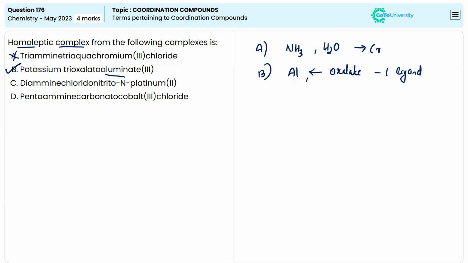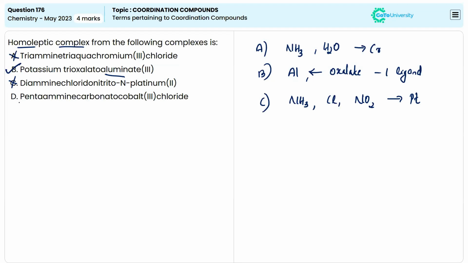Now if you want to analyze the other options as well, we can do that. The third one is diamminechloridonitritoplatinum. Diammine means NH3 groups will be there. Then chlorido, nitrito. Chlorido means chlorine will be there. Nitrito means NO2 will be there. And the metal will be platinum. So here we can see three different kinds of ligands. So this is also not a homoleptic complex. This is a heteroleptic complex.